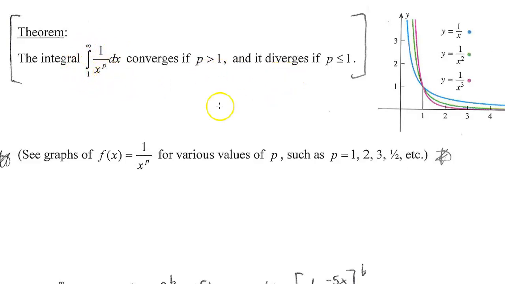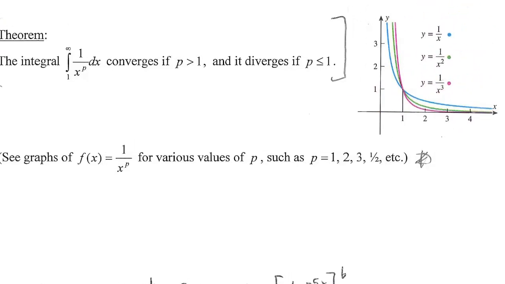Okay, and it will diverge. It'll be an infinite area if p is less than or equal to 1. So if p is 1, that's the case where we have 1 over x, and when we integrate, we get natural log of x. But if p is less than 1, so maybe p is 1/2 or 2/3 or something, it will diverge. And by the way, I've drawn in here, this was from the book, 1 over x.